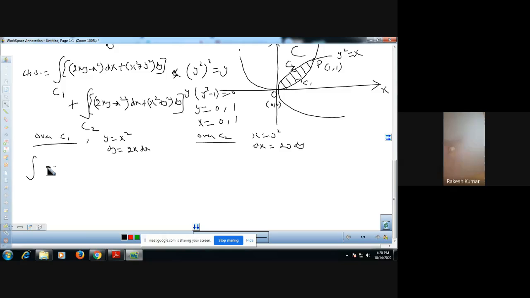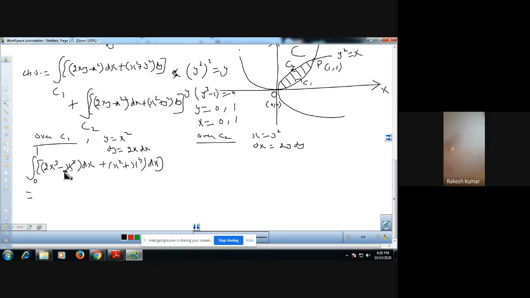So put y equal to x square here, you will get 2x cube minus x square dx. And here, that will be x square plus, put y equal to x square, you will get x4, and this is dx. And clearly this is integration with respect to x. So you must require the limits along O to P. From O to P, x varies from 0 to 1. So your limit is 0 to 1.